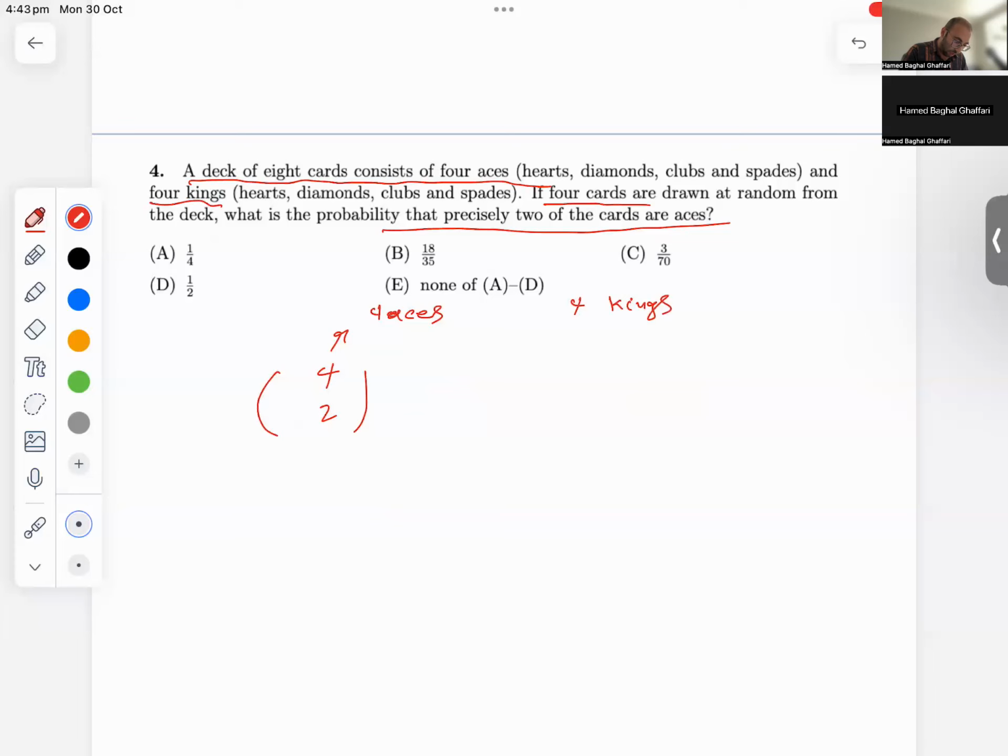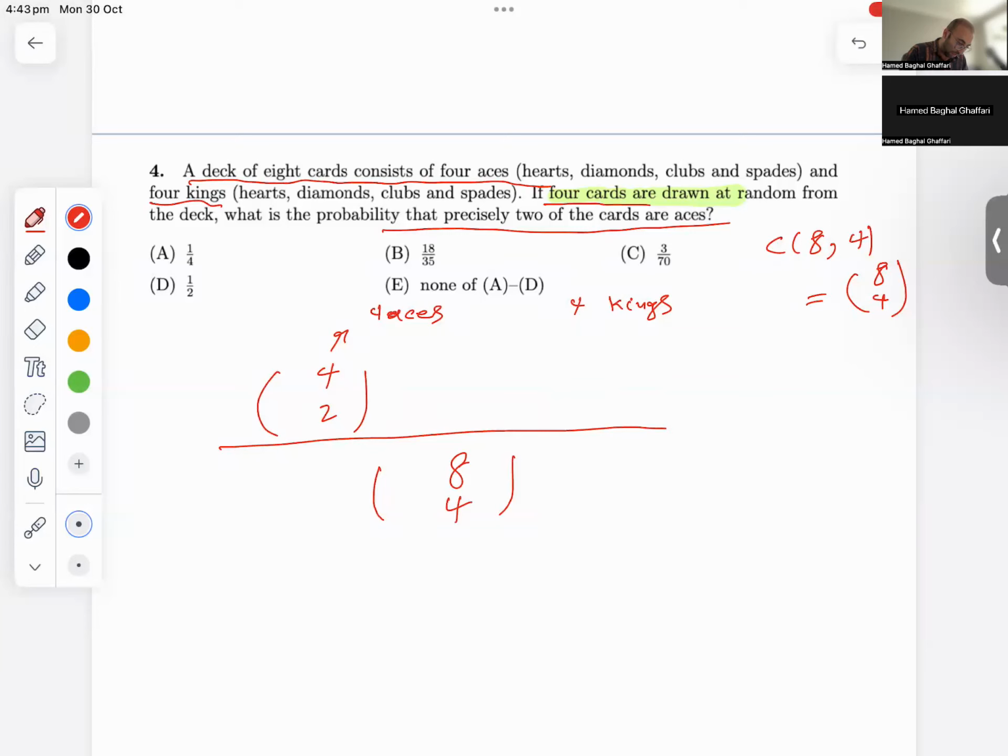Okay. And if I draw 4 cards by chance without caring about the order, the answer is: drawing a card randomly means C(8,4), considering all scenarios. It will be 8 choose 4.